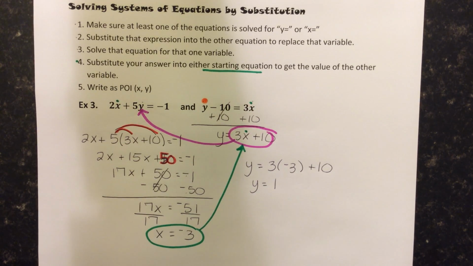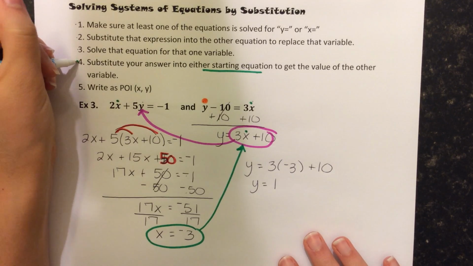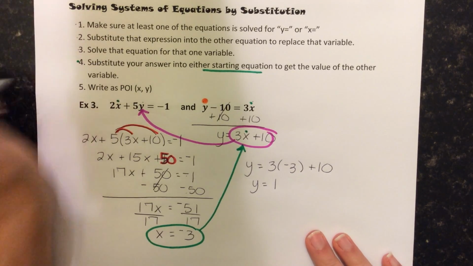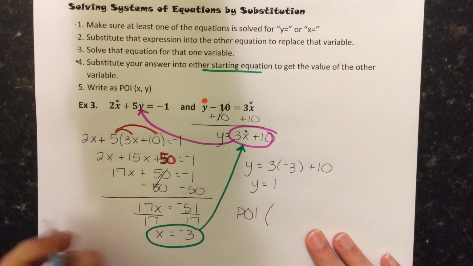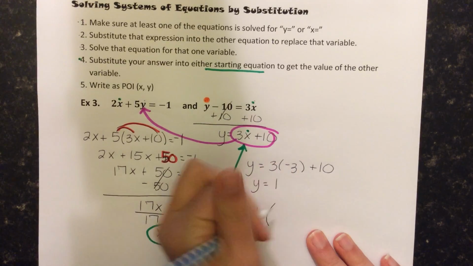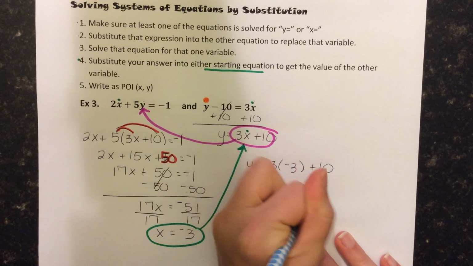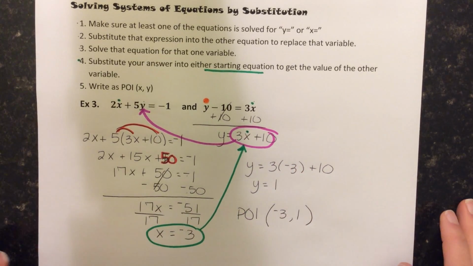Okay, so I'm not done. All right, I substituted my answer. Now I need to write as a point of intersection. So my POI is -3, 1. Okay.